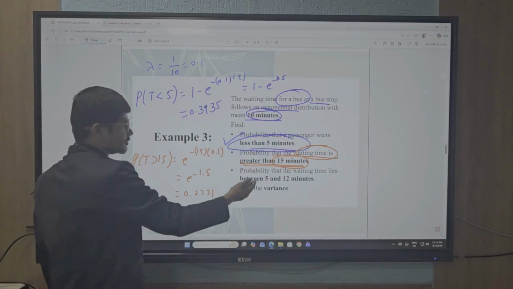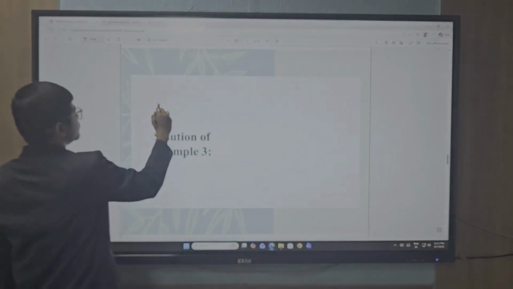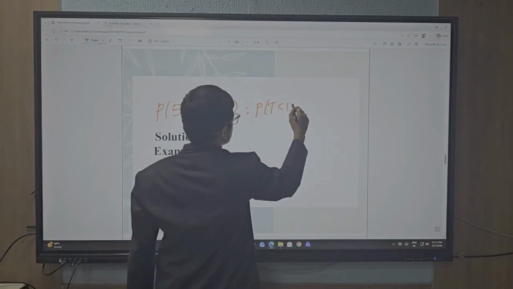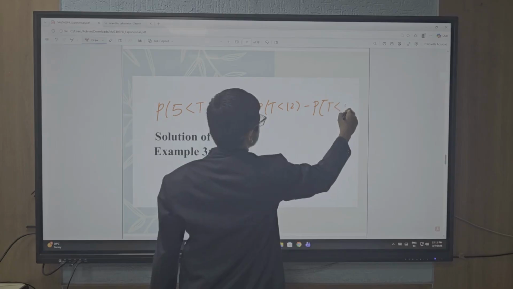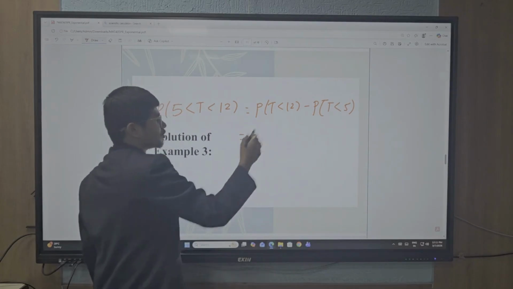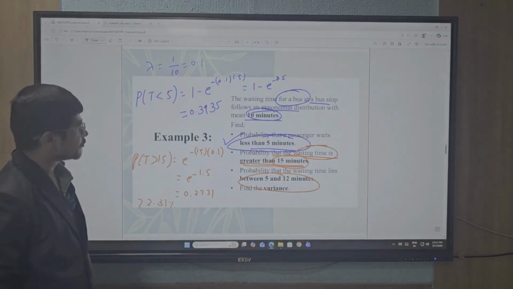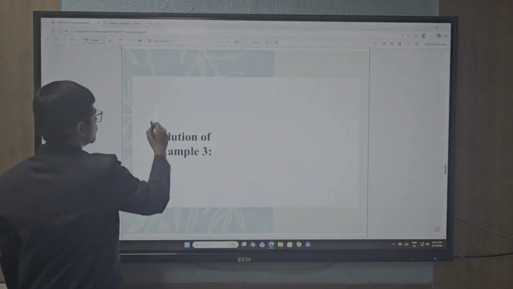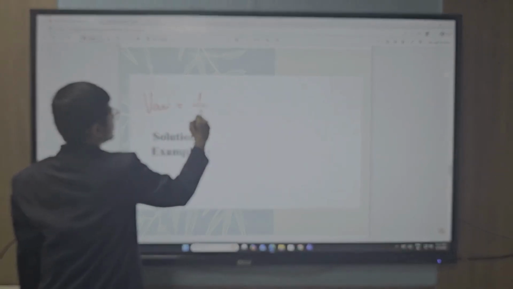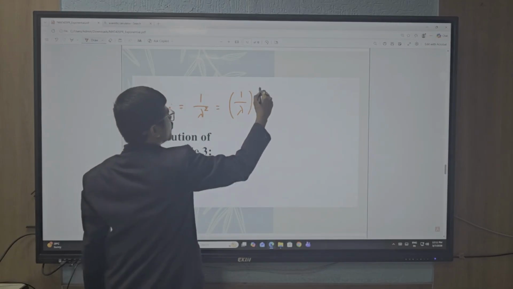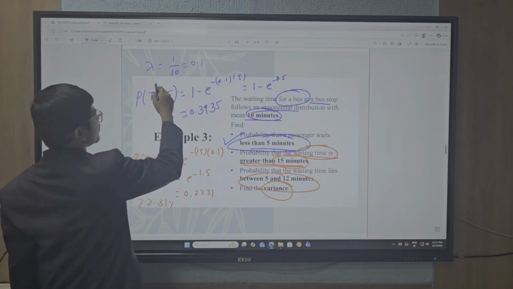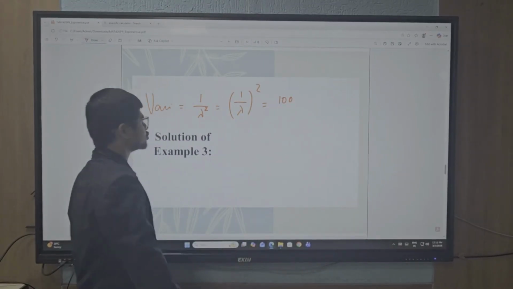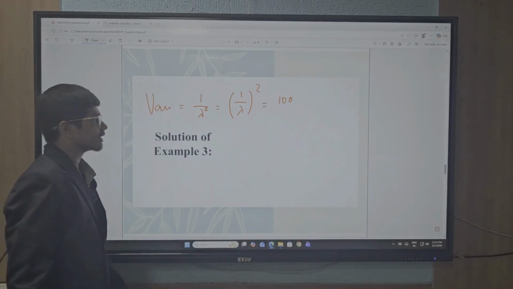Okay, so how can we find the between? Between means the probability that 5 less than t less than 12 is the probability of t less than 12 minus the probability of t less than 5. In this way you can solve this. Now find the variance. Variance is nothing but 1 by lambda whole square. What is 1 by lambda? 1 by lambda is 10, so the variance is 100. In this way you can solve example number 3 also.